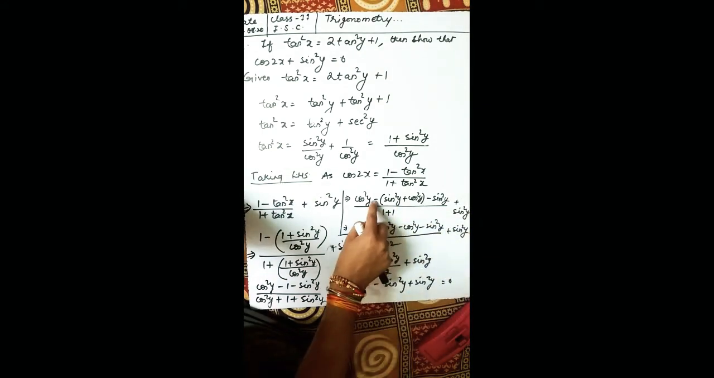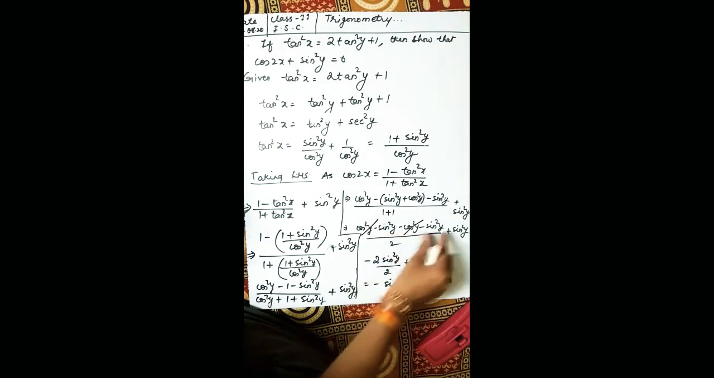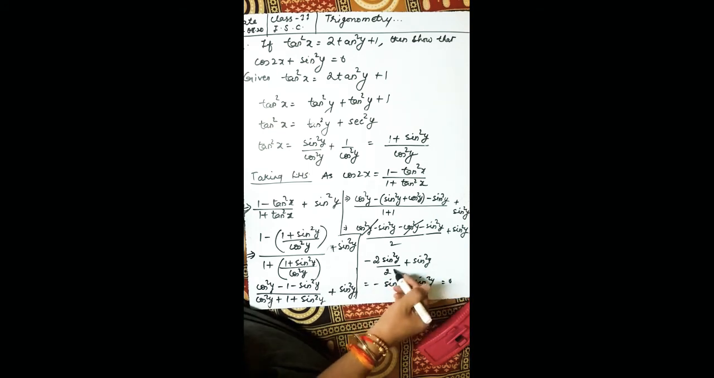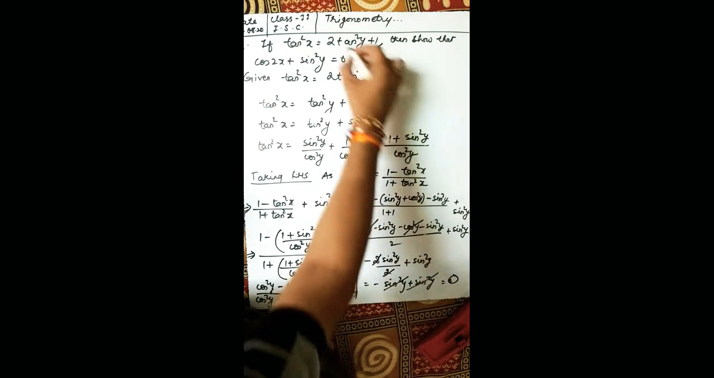Now multiply this minus inside, so minus sin square y and minus cos square y upon 2, and this is as it is. And here you can cancel this cos square y with cos square y. You are left with minus 2 times sin square y upon 2 plus sin square y. This 2 and 2 also you can cancel, minus sin square y plus sin square y, and when you cancel you will get 0. So we needed to prove 0, hence proved.